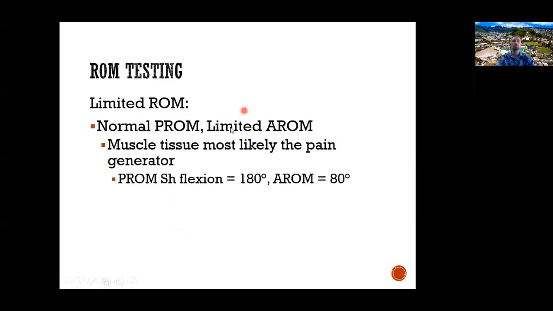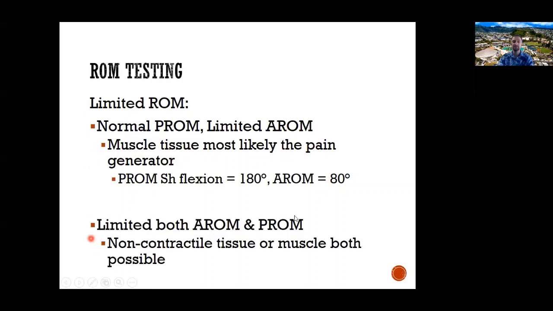if someone's limited, but they have normal passive, right? So let's say you can flex your patient's shoulder up to 180, right? So passively you can move it. But when you ask them to actively flex their shoulder, let's say they're limited and they can only do 80 degrees and they say it's painful, right? So if actively it hurts, but you know physiologically they should be able to get to it, then we can assume it's probably the muscles that are involved, right?